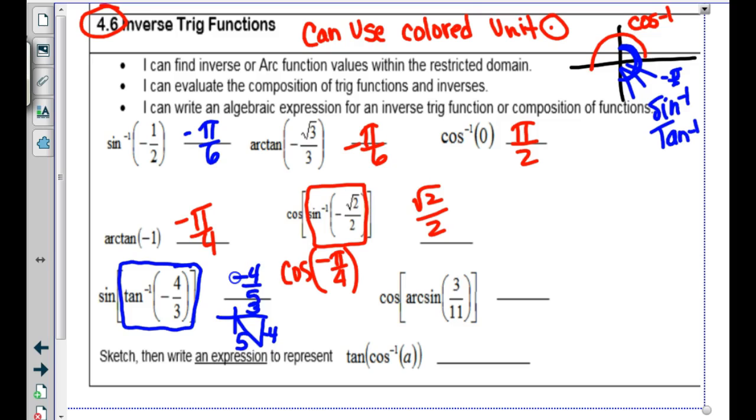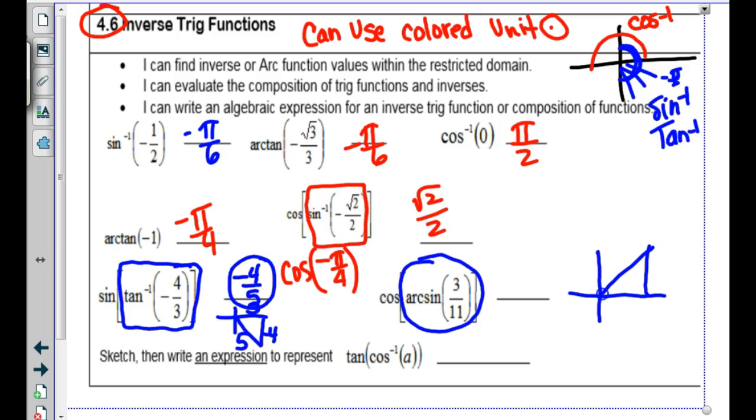Opposite over hypotenuse or negative 4/5? Yes, no? This one, where is the arc sine positive? Arc sine is never in quadrant 2. The only place either arc sine or arc cosine are positive is quadrant 1. Sine is opposite over hypotenuse, or y over r.